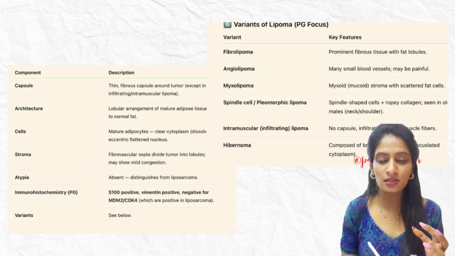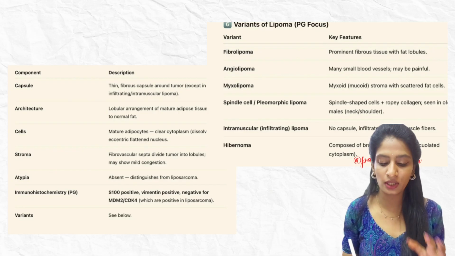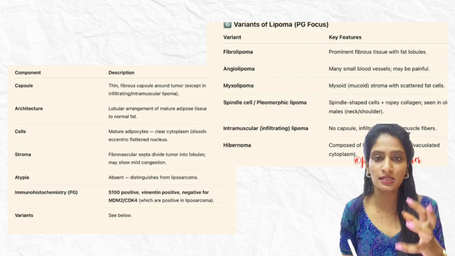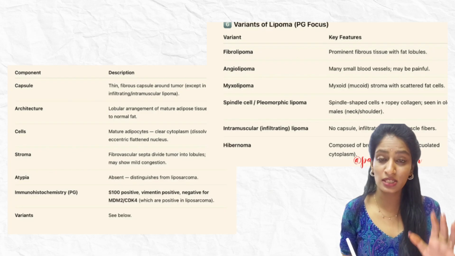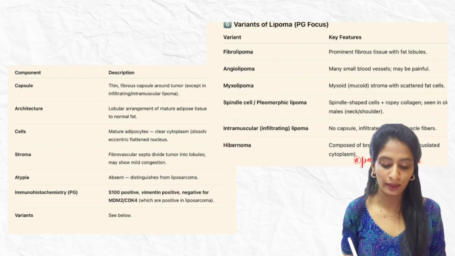And the other type was spindle cell or pleomorphic lipoma. So here, the spindle cells will be few, along with the ropey collagen. So that's why it's called a spindle cell or pleomorphic lipoma.